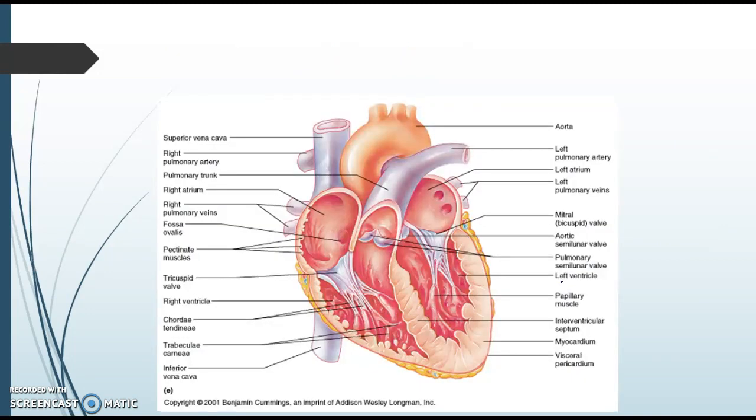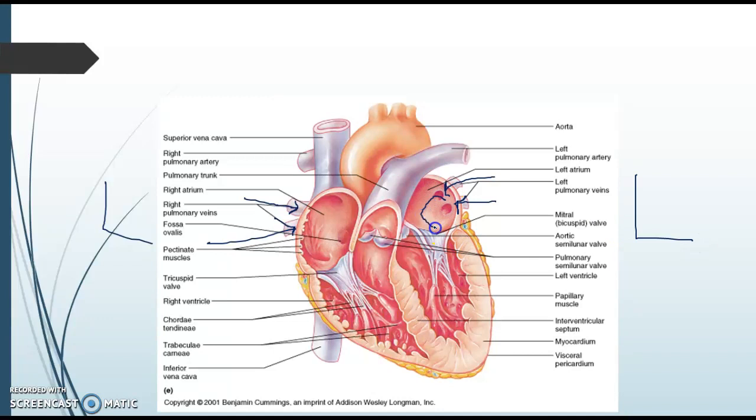So let's go ahead and trace the left side of the heart just using vessels and the chambers. So your blood is going to enter into the left side of the heart through these veins right here. You have left pulmonary veins, and you also have right pulmonary veins because it's coming back from the lungs, and you have lungs on both sides. You have a lung over here and a lung over here.